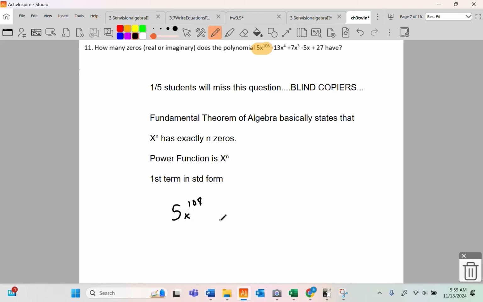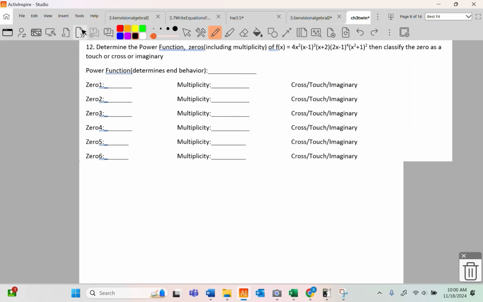5x to the 108th has 108 zeros. Several of them might happen more than once. Some of them are real, some of them are not. Real or complex, but that's the main thing. 108 zeros. Such an easy question. It's going to be missed by so many kids. Problem 12 is kind of scary.